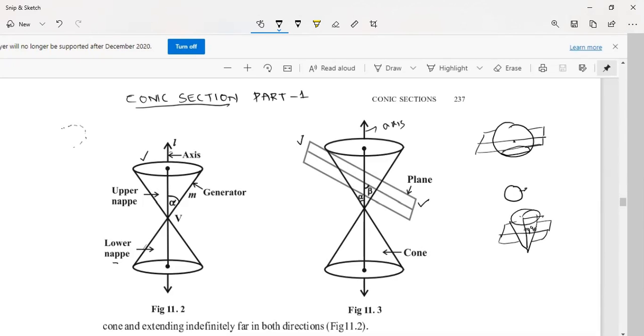What will be the section? The section will be a circle. We will get the circle. We will see the different conditions. You should know beta is the angle between the axis and the plane, and alpha is the angle which the axis of the cone makes with the generator. Now we will see in different conditions what the angles of beta and alpha will be, and what the section will be in each case.